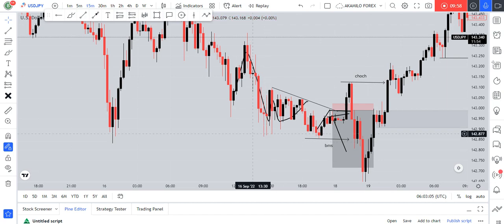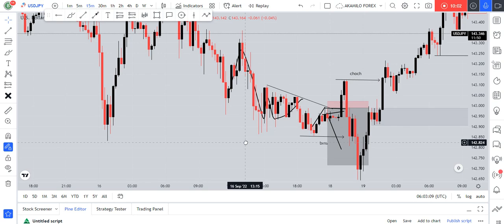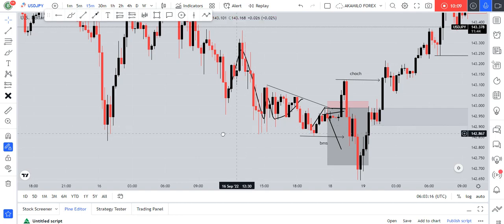So this is how you can identify inducement. If you identify your inducement, you know where the liquidity lies, and you'll be able to identify your high probability entry.